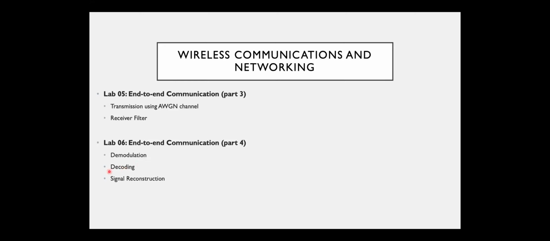So we will also cover the decoding part, and then we will cover the signal reconstruction. In the signal reconstruction, we want to recover that hello again, right? From the sender, we transmitted an analog signal, and then at the receiver, we should receive almost the same as the transmitter, a received signal which seems similar to the transmitted signal.